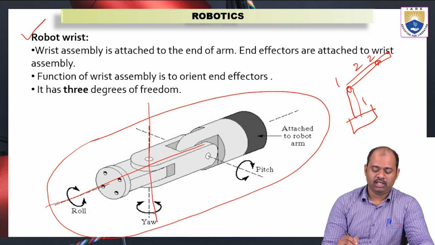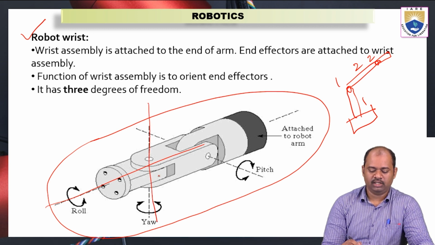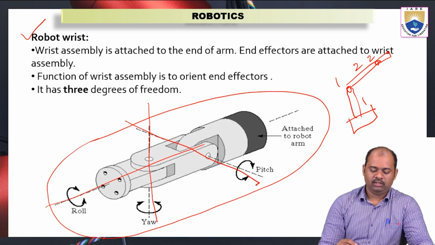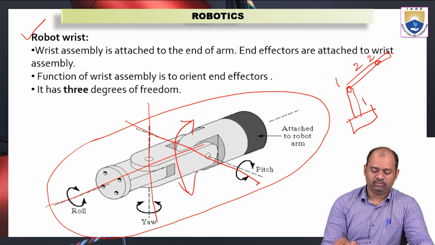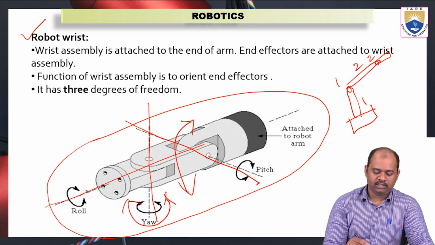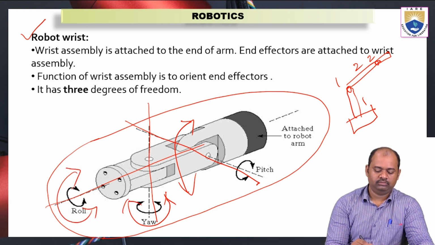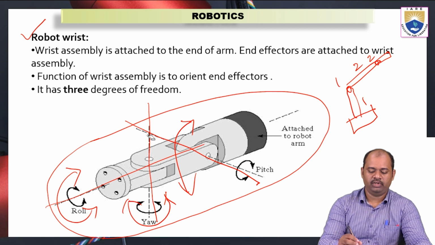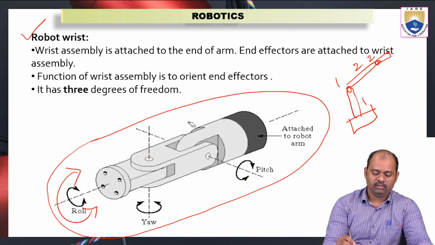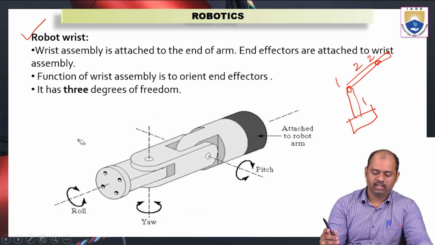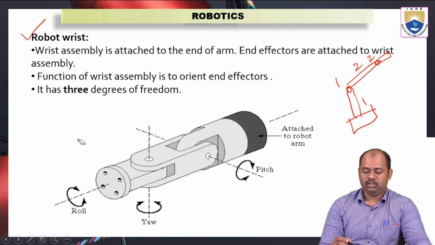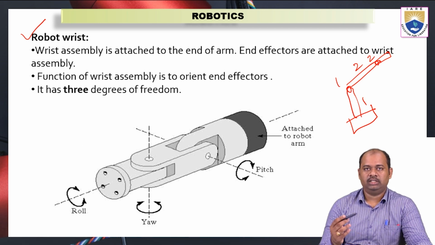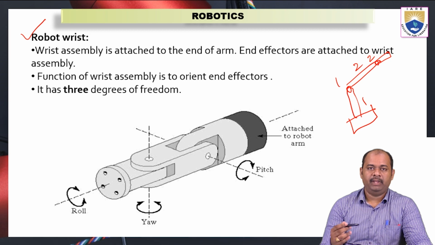Second motion is yaw motion. It can rotate about this axis, in the horizontal plane. And third one is pitching. It can rotate about this axis. So it can go up or down, rotation about the vertical axis, and rolling. So these are the 3 motions possible for this wrist. This is very useful in many robots, where to this robotic wrist we can connect the end effector.